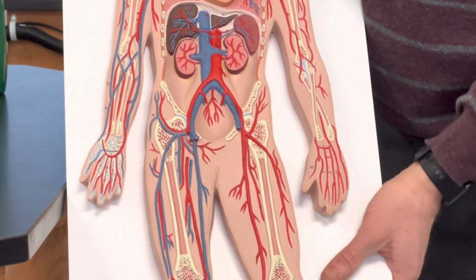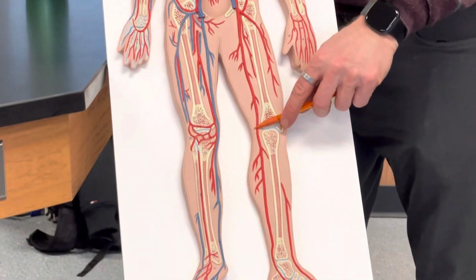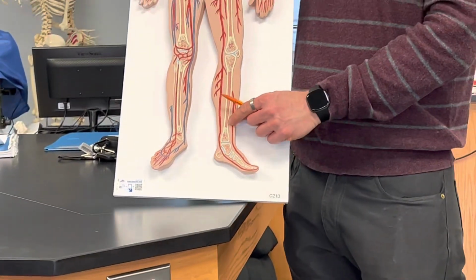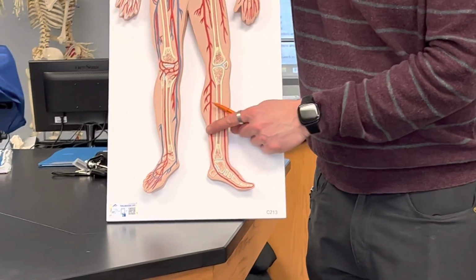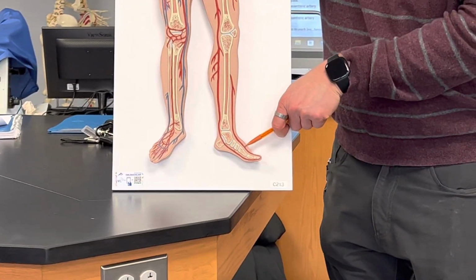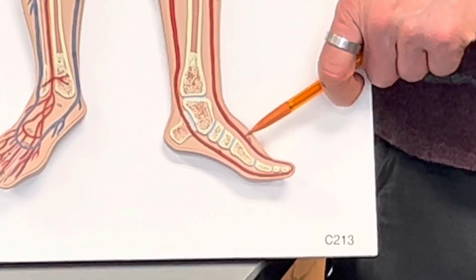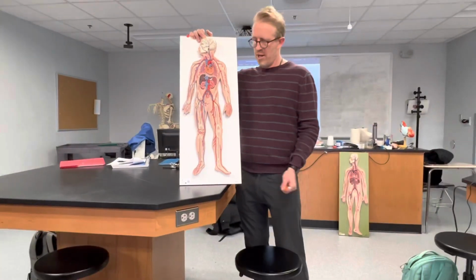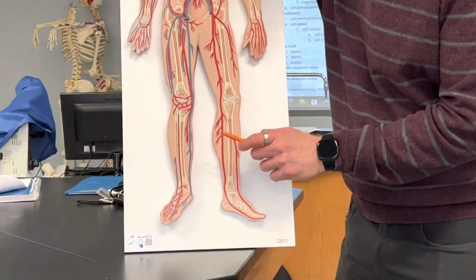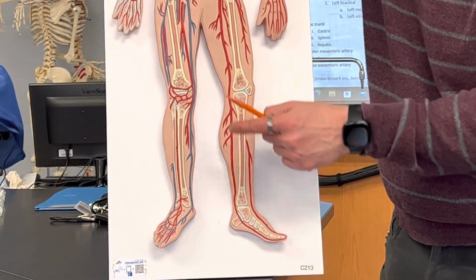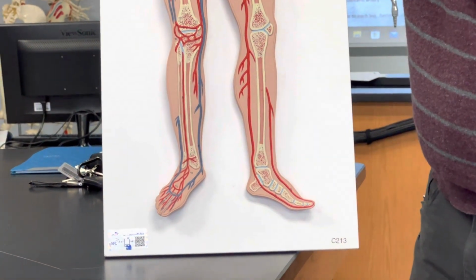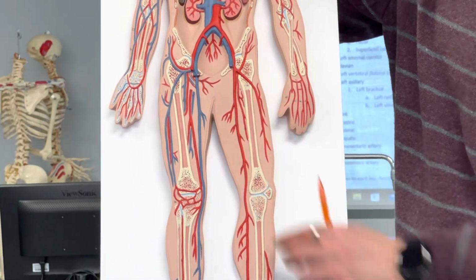Let's see. When you're behind the knee, what do you think it is? Popliteal. Popliteal. And then we have anterior tibial artery, posterior tibial artery, and then down here sitting on the foot is dorsalis pedis. So the dorsal surface of the foot is a pulse point as well. So right behind the knee is popliteal. So popliteal, posterior tibial, anterior tibial. Like I already said, femoral is in the thigh.